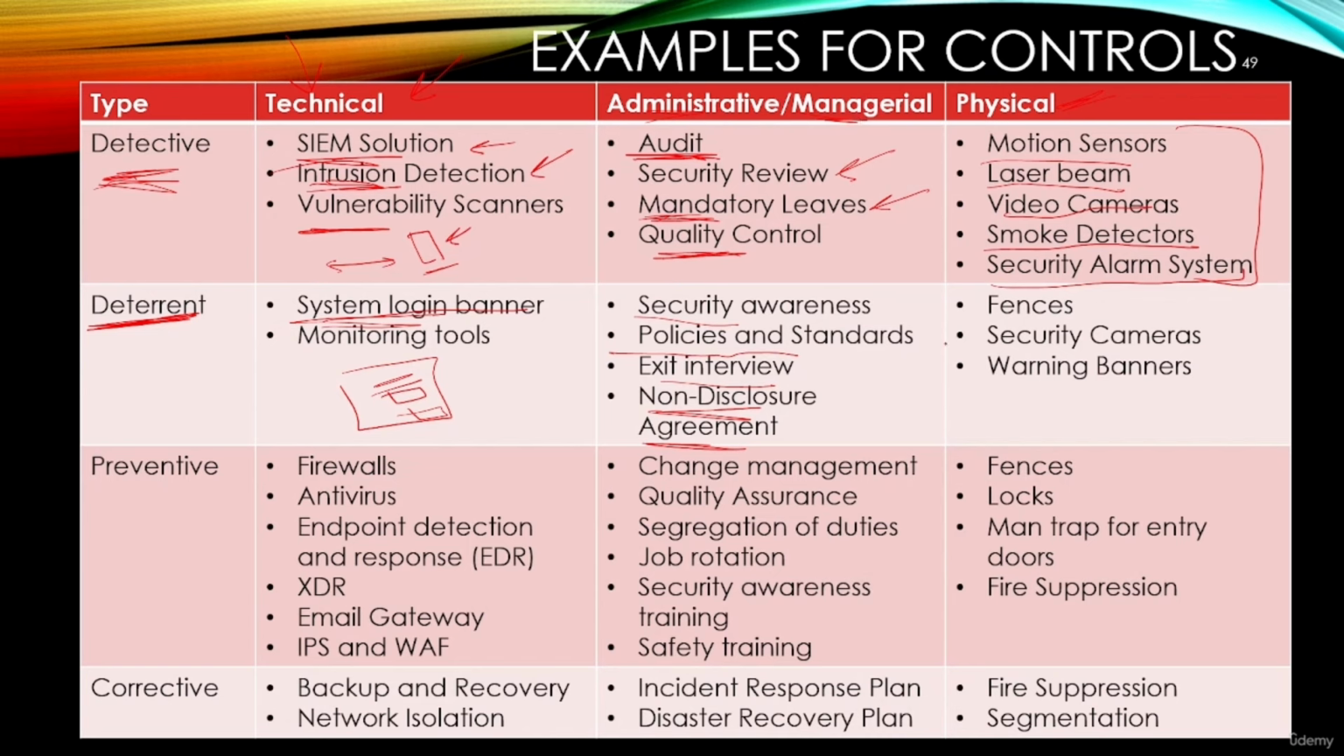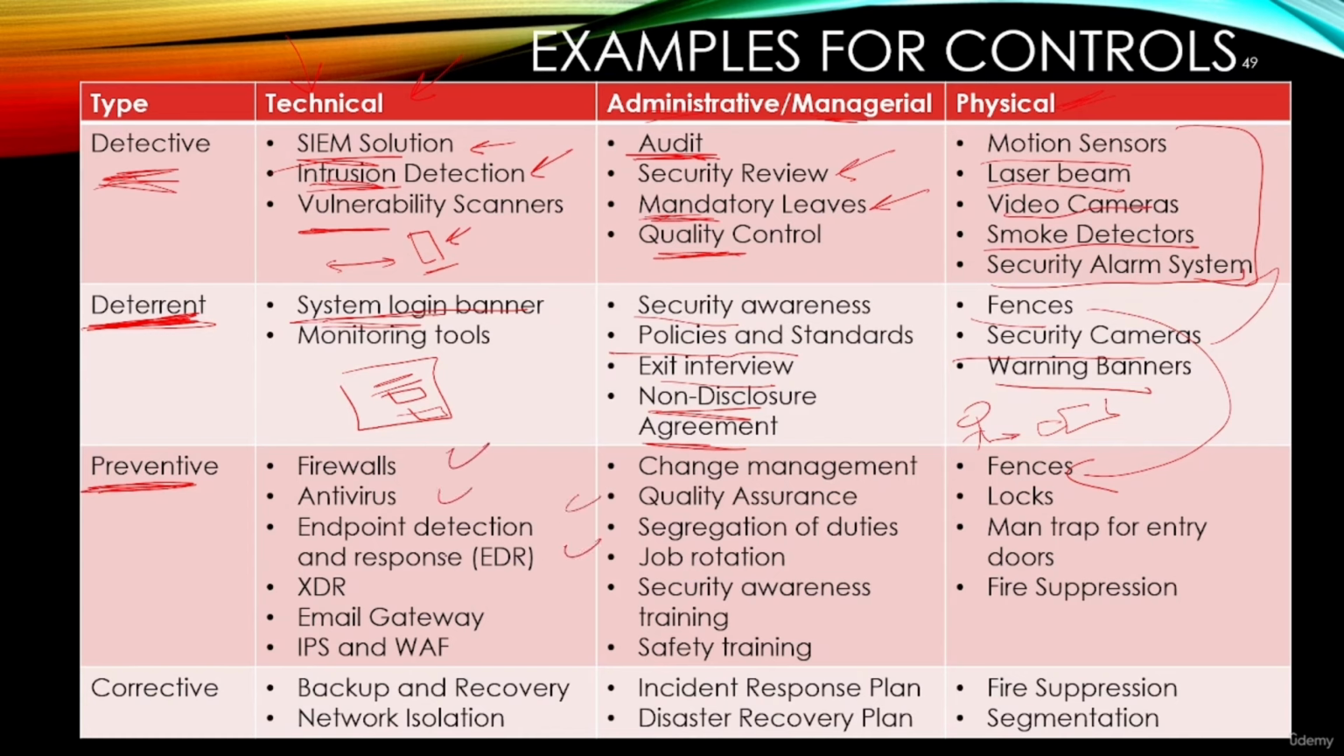For physical security, fences and security cameras, which are used in detection, and fences, which are a preventive control by nature, and warning banners, all of it are deterrent controls as well. Because if the intruder sees a security camera, this might reduce his likelihood of initiating an attack on the organization.